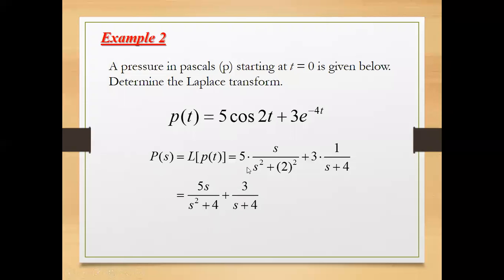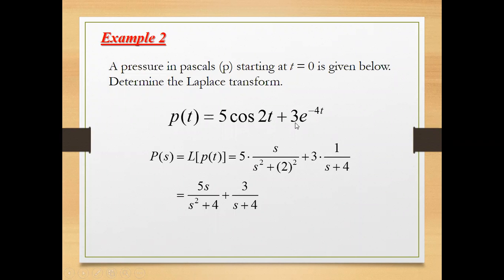Now, you are given a standard cosine function and here an exponential function. If you could see, the cosine has a Laplace transform of s over s squared plus omega squared, where omega is the constant that appears in its argument. But since it's being multiplied by 5, its Laplace transformation is multiplied also by 5. In terms of the Laplace transform of this exponential function, it's 1 over s plus alpha. So in that case, that would be 4.